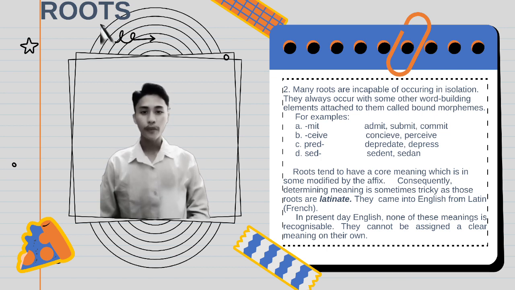Roots tend to have a core meaning, which is in some way modified by the affix. Consequently, determining meaning is sometimes tricky, as these roots are Latinate. They came into English from Latin or French. In present-day English, none of this meaning is recognizable. They cannot be assigned a clear meaning on their own.